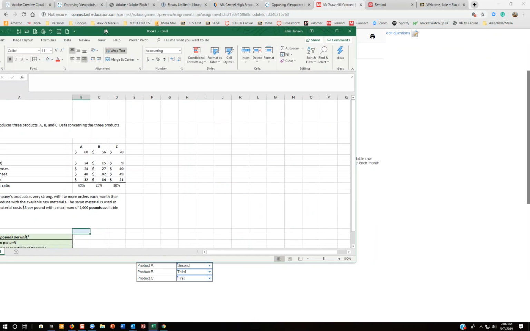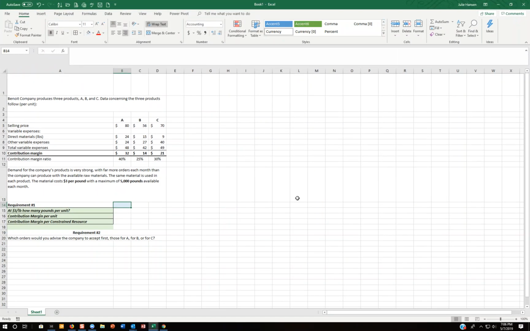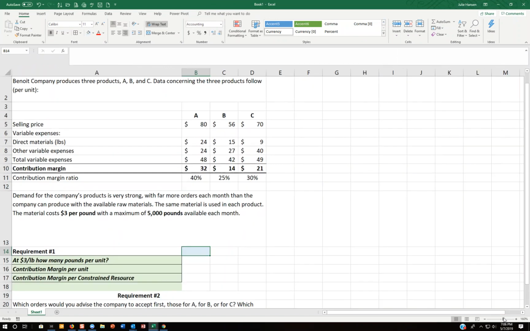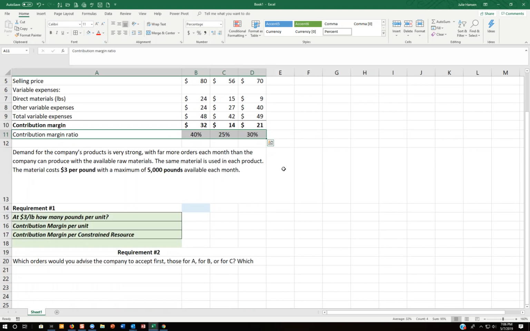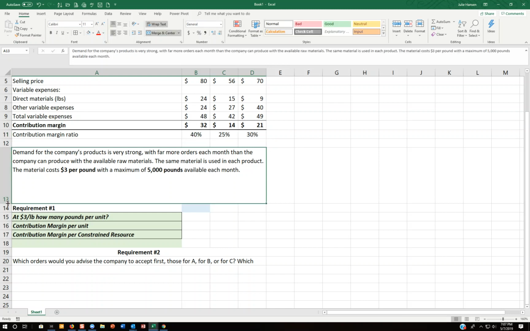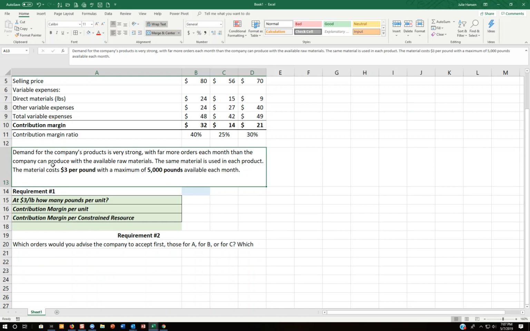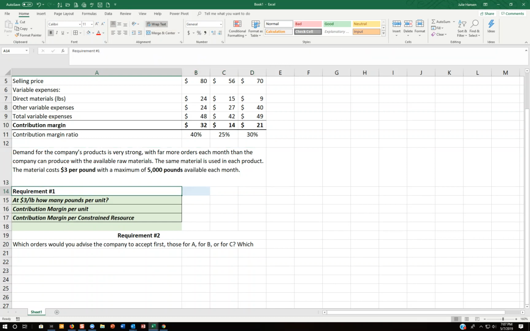So anyway, what I did is I put it into a spreadsheet. Of course I did, right? Because that's what I do best. So here are the exact numbers. Here was my selling price, here's my contribution margin, selling price, contribution margin, and so on. Frankly, I don't care about the contribution margin ratio. That was very nice of them to provide that, but I didn't really care. So the first requirement says, let's see, what was the first requirement?